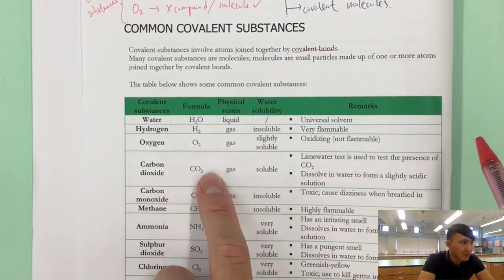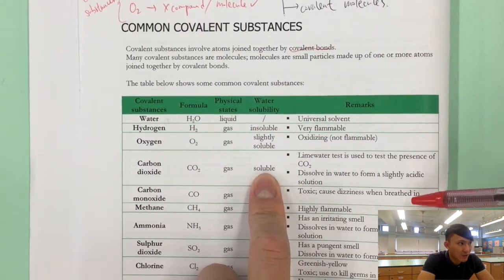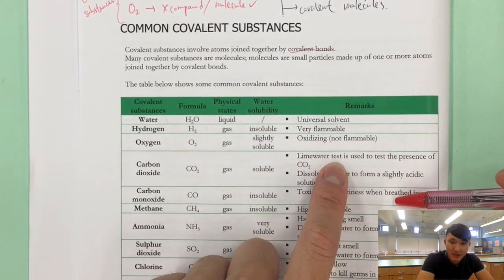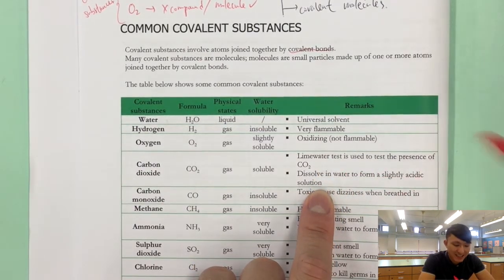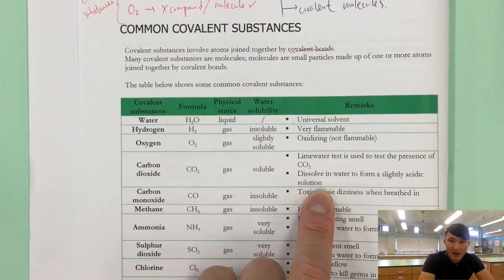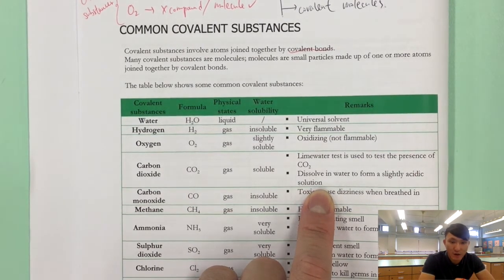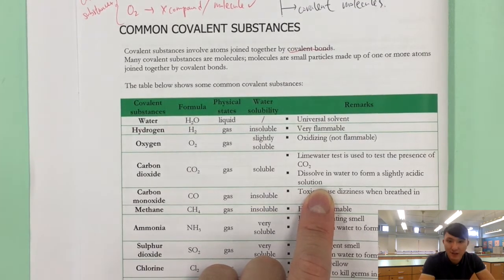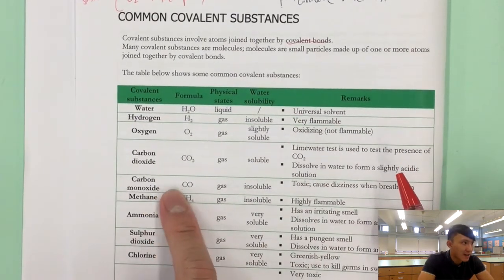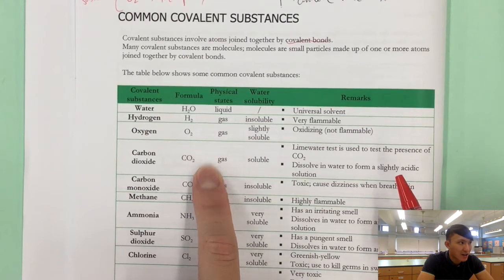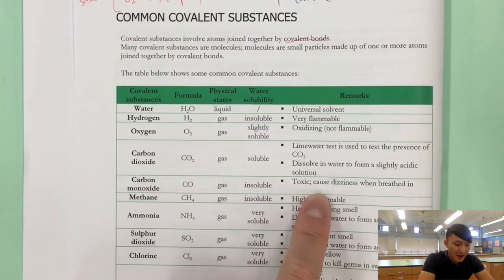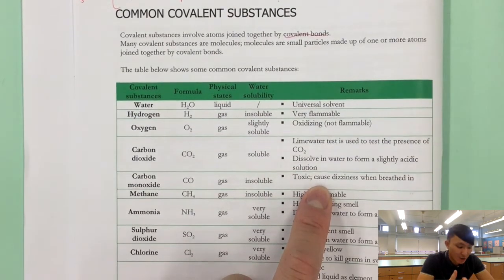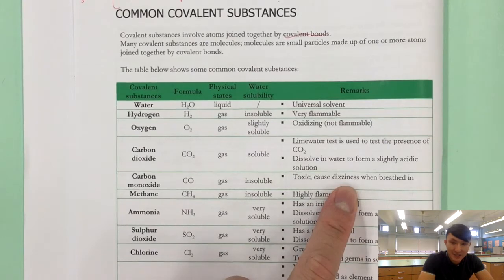Carbon dioxide, CO2, is soluble in water. We can use limewater test to test for the presence of carbon dioxide. And carbon dioxide, when dissolved in water, gives you a slightly acidic solution. That's why our normal rainwater has a pH of 5.6, because of the carbon dioxide dissolving into rainwater, forming carbonic acid. Carbon monoxide, with one oxygen fewer compared to carbon dioxide, is insoluble in water and also toxic. When we inhale carbon monoxide, it may cause dizziness.